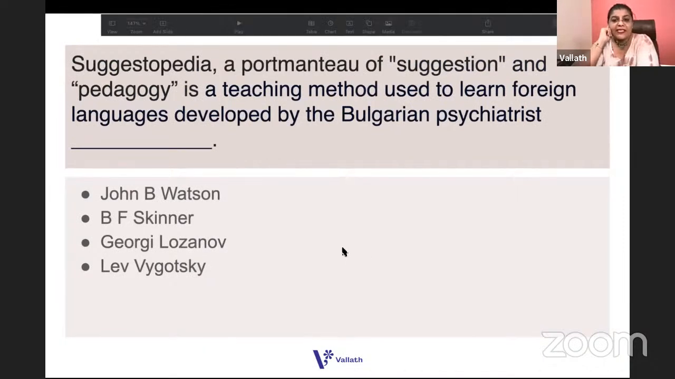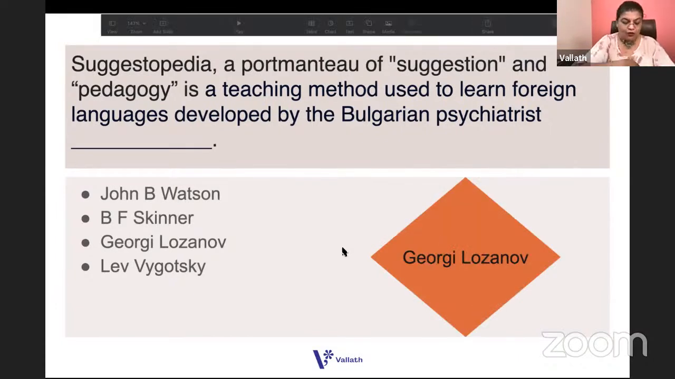Suggestopedia is a portmanteau word of suggestion and pedagogy. It is a teaching method used to learn foreign languages. Which Bulgarian psychiatrist developed it? Georgy Lozanov, Bulgarian. Georgy Lozanov, very good.